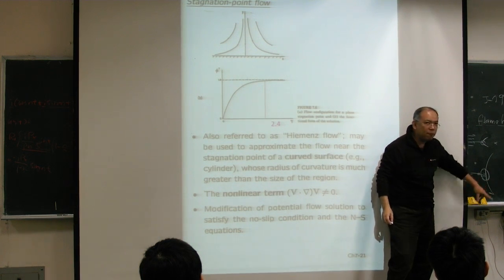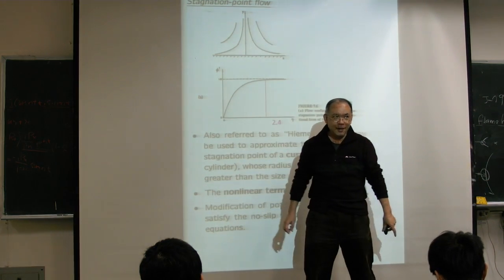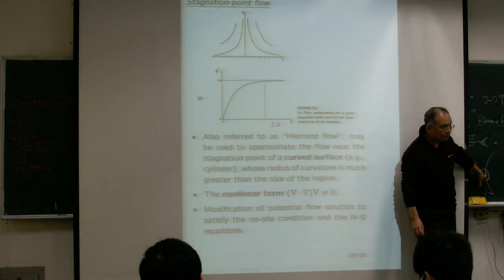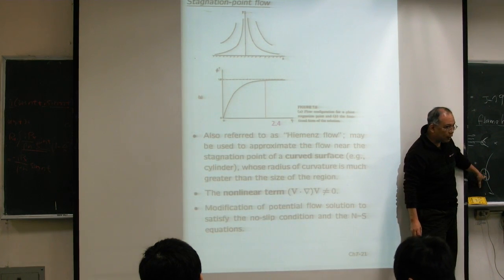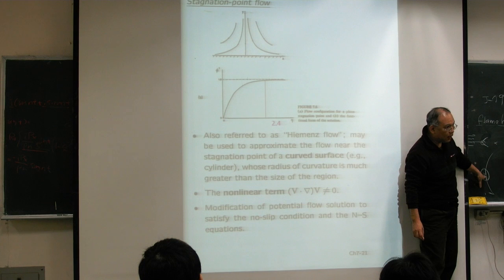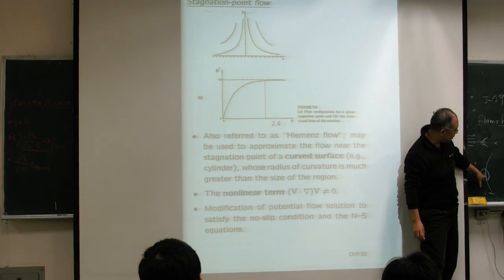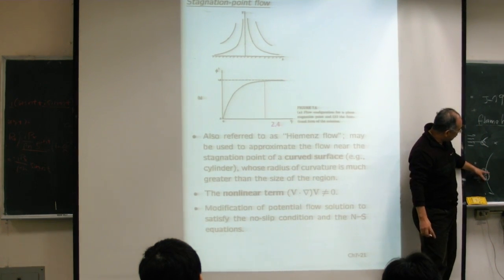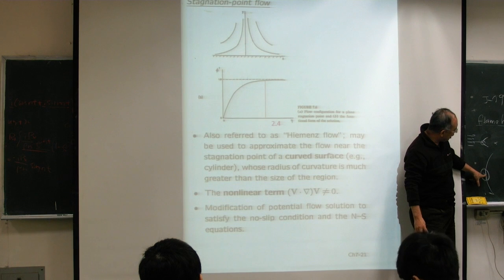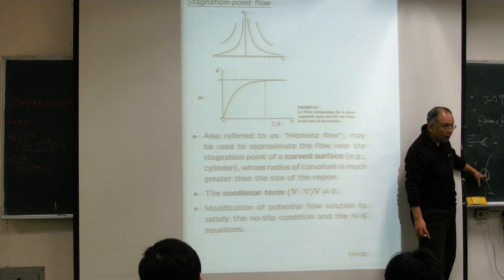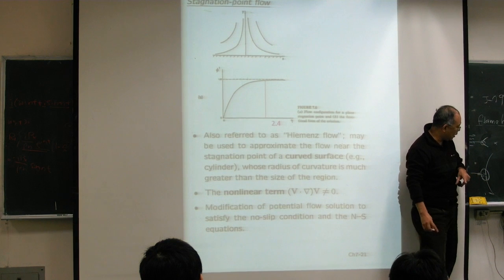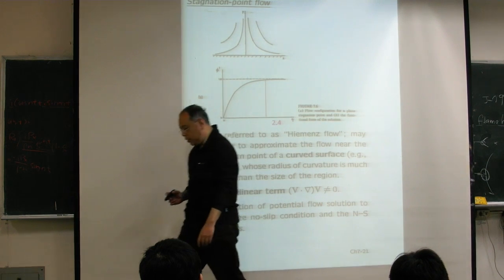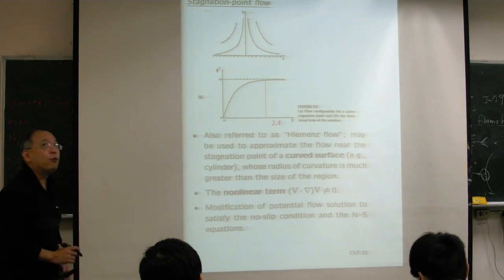And why is this stagnation point flow very important? Because a lot of material damage starts from this point. The temperature is highest at this point, so material will start to damage from this point. If you don't have detailed information about here, you are not able to control this kind of design. So for this kind of flow, we have to study what is called stagnation point flow.